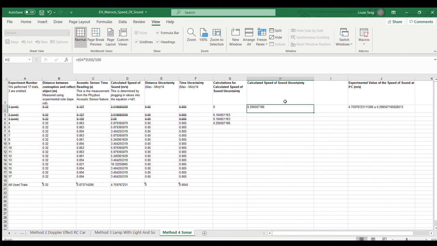All in all, for this lab we ended up with a value of 4.76 meters per second plus or minus 0.29 meters per second as our experimental value of the speed of sound at 0 degrees Celsius.